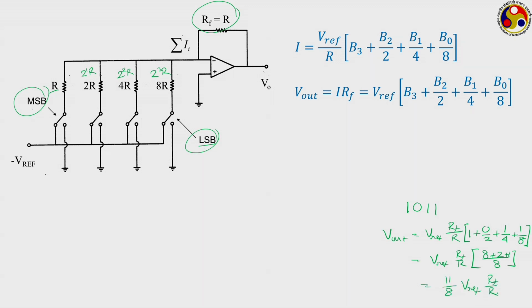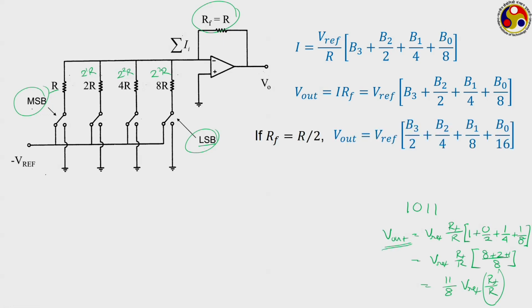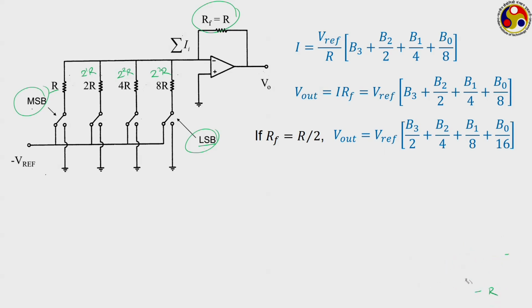Now, by changing the value of V ref, RF and R, or I should say the ratio of RF upon R and also the magnitude of V ref, we can get any desired level of V out. In the situation where RF is equal to R by 2, we get this value. So, by just modifying the RF by R ratio and the value of the reference voltage, we can produce any level of output voltage corresponding to a given digital input.